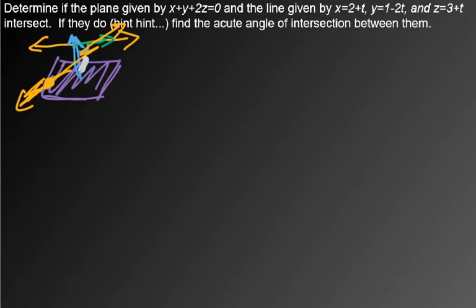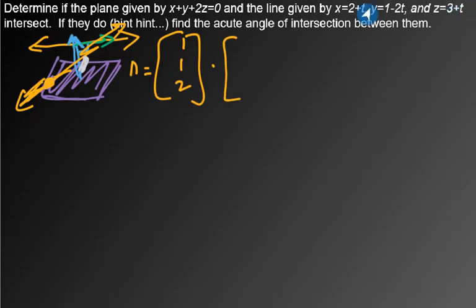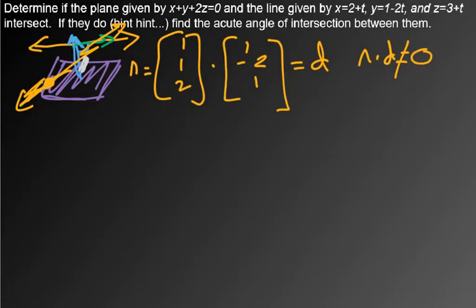So long story short, you take the normal to the plane, 1, 1, 2, and you dot it with the direction vector from the line, which you can pull out from each parametric equation. So you get 1, -2, 1. That's the direction vector for the line. And you see that n dot d is, most importantly, non-zero if you calculate that out. That means they intersect.